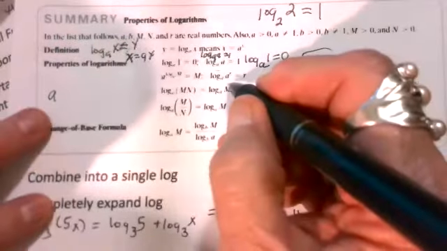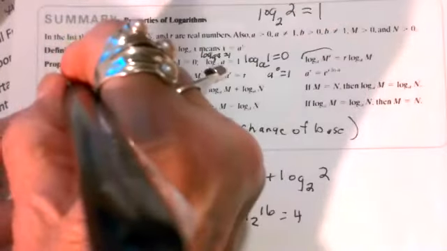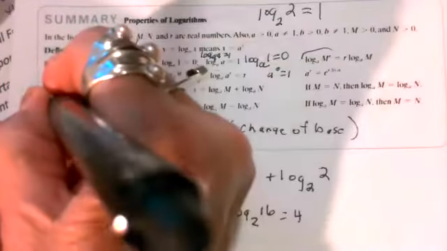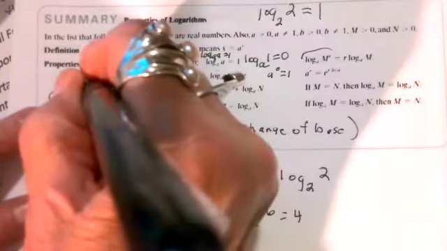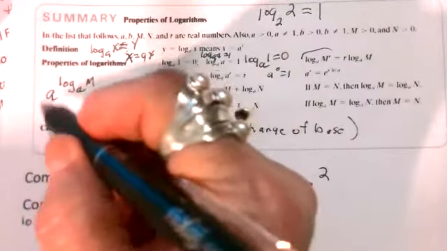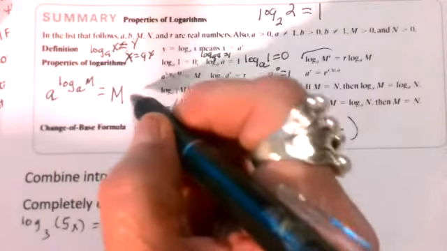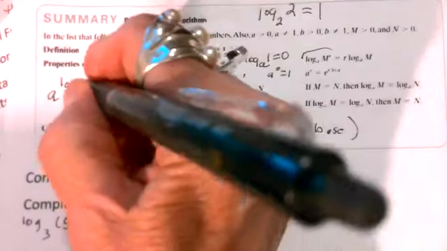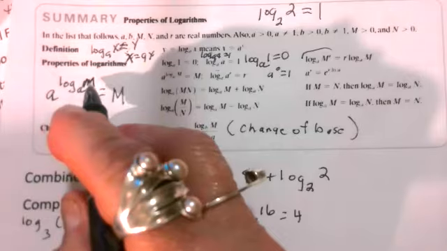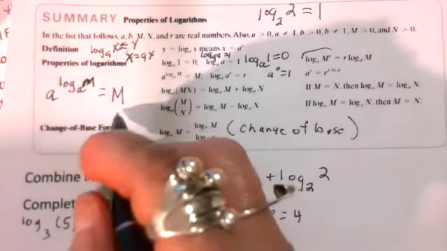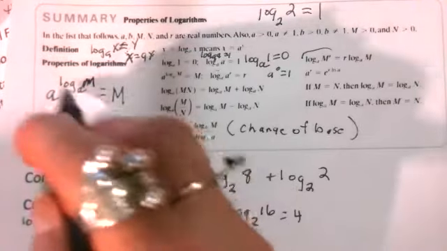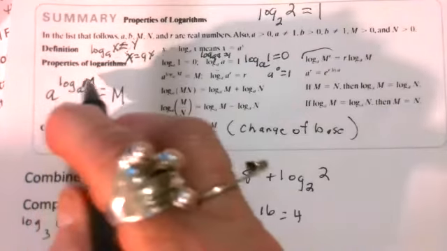Now, if you take the base A and raise it to log base A of some number, then you're just going to get that number. These two cancel each other out because this is the exponential function and this is a log function. They're inverse functions, so whatever comes in is what goes out. Another way to think of it: what you're asking here is what power do I raise A to get M? Well, I'm raising A to that power, so I get M.